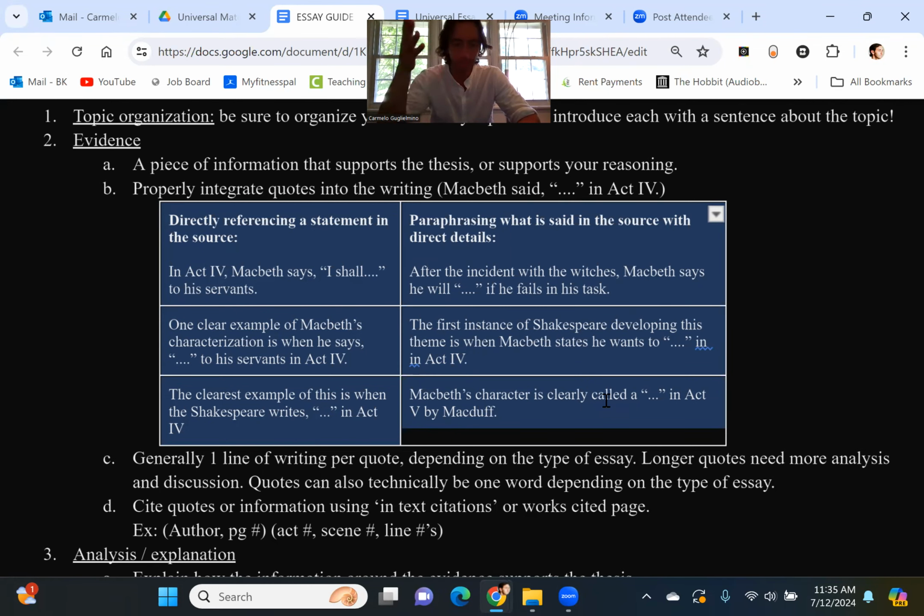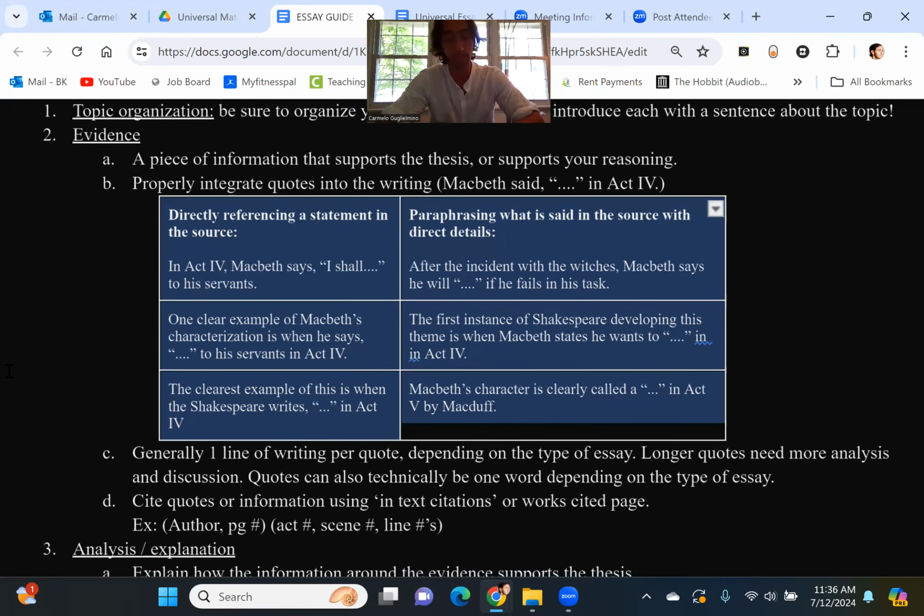There are a lot of other ways. Take a look at these ones right here. I gave you a couple of different examples. If you want, you can steal from that. That's totally fine. But you can also just Google search easy ways to integrate quotes into your essays or into your writing. Okay.